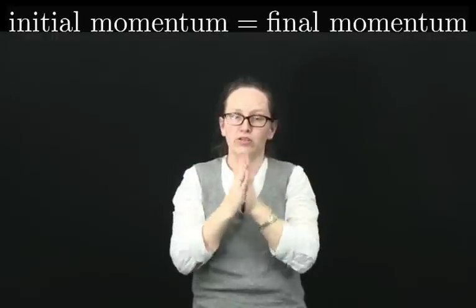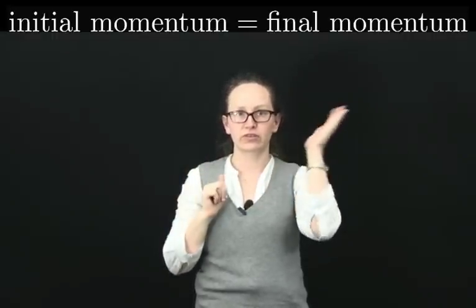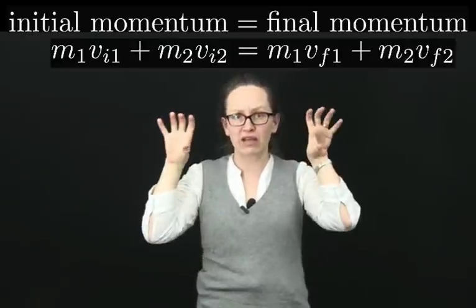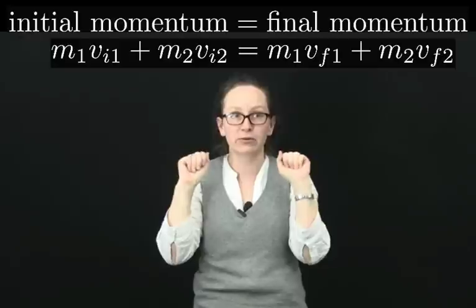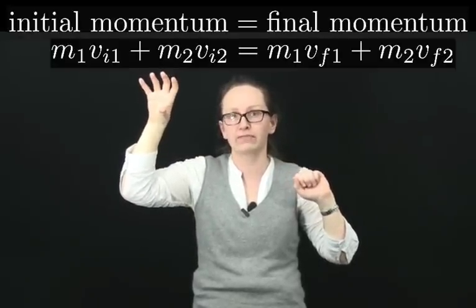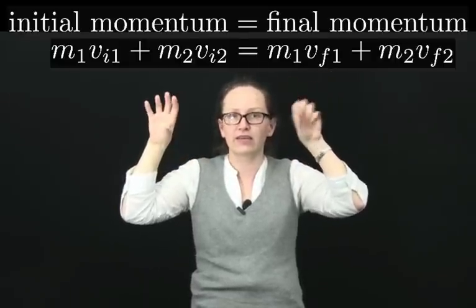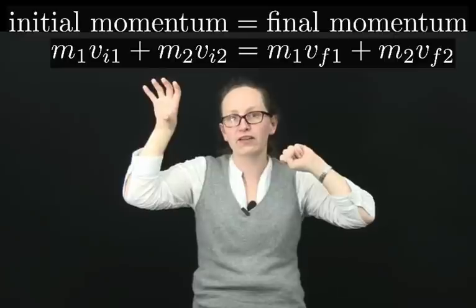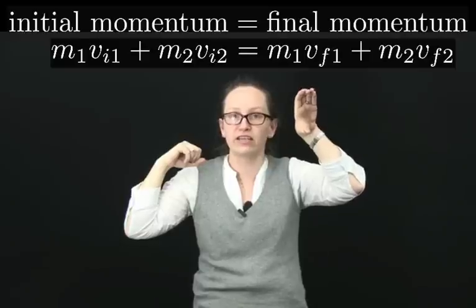So we say that the momentum of a system is conserved during a collision. So how we can write this as an equation is that the initial momentum is equal to the final momentum. So let's imagine the case where we've got two objects colliding. Then to write this as an equation, we've got m1 times the initial velocity of body 1 plus m2 times the initial velocity of body 2 is equal to m1 times the final velocity of body 1 plus m2 times the final velocity of body 2.